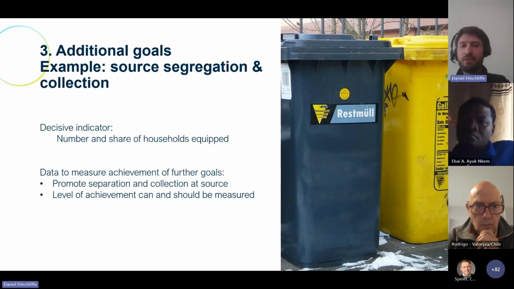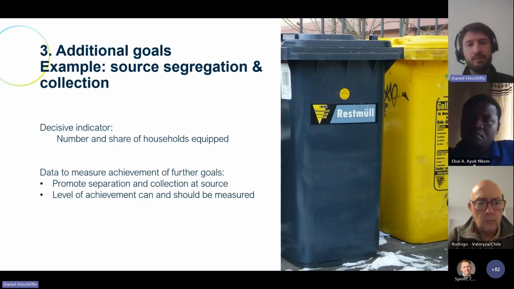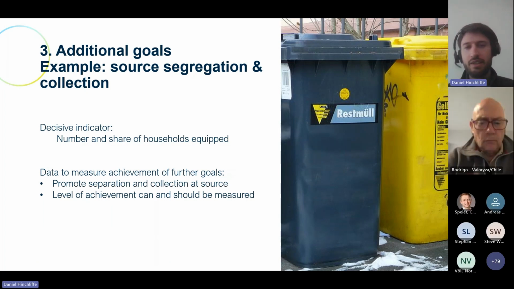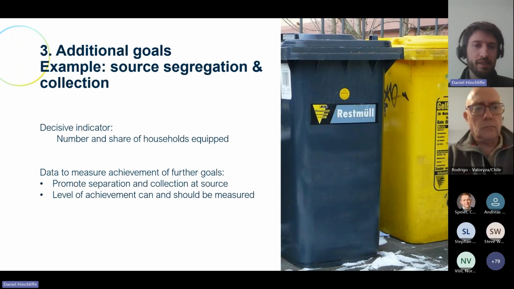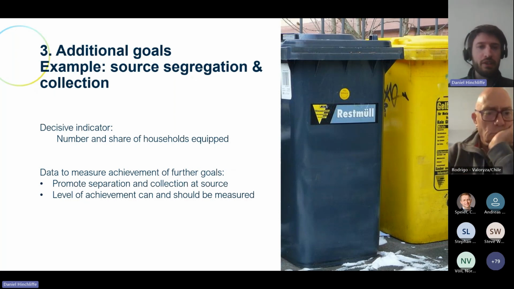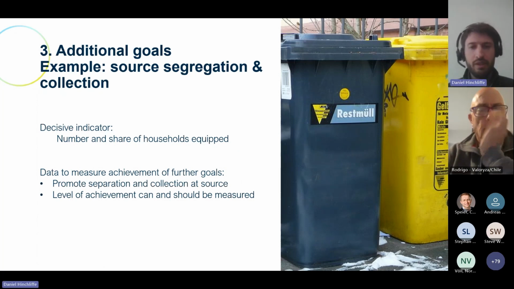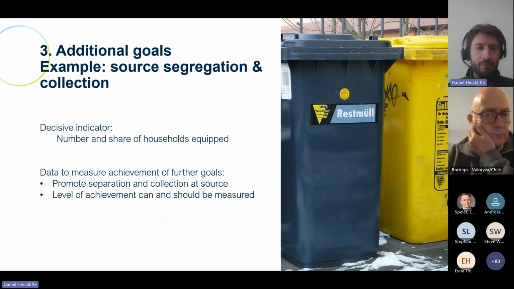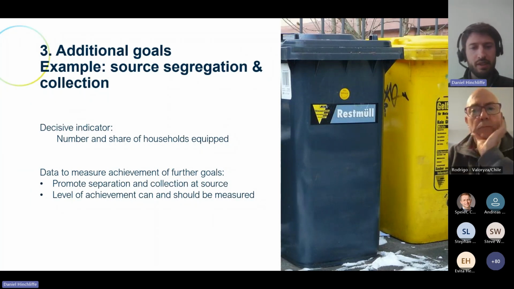Now, if you set additional goals in the EPR system, this could be source segregation and collection as an example, then we may want to track additional data indicators. So for segregation and collection, the decisive indicator would maybe be the number and share of households equipped with bins, for instance. And here you might then set other data to measure achievement of further goals. So promote separation and collection at source. And we want to track the achievement of this separation and collection at source.